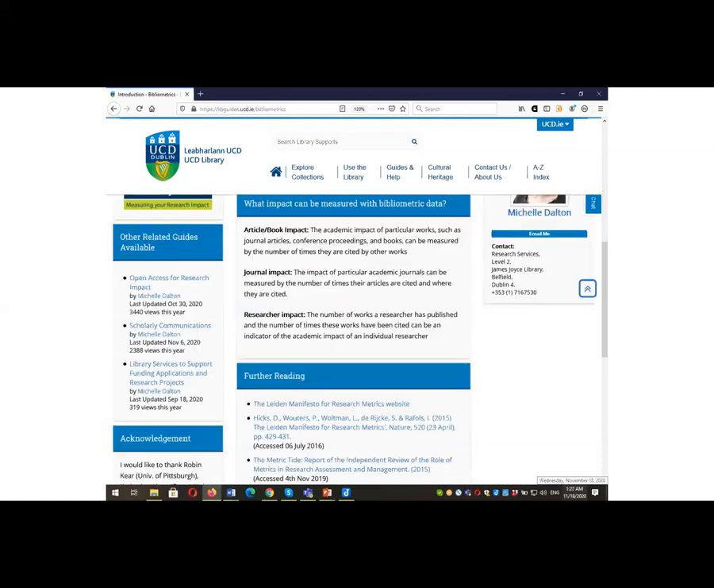And then what kind of impact can be measured with bibliometric data? It's impact of articles and books, particular works or conference proceedings, for example, how many times they are cited by others. Then also journal impact, for example, journals are measured by the number of times articles are cited and where they are cited. And then for research impact, that could be the number of works that the researcher published, and the number of times these works have been cited, and that could be one of the indicators of academic impact of an individual researcher.